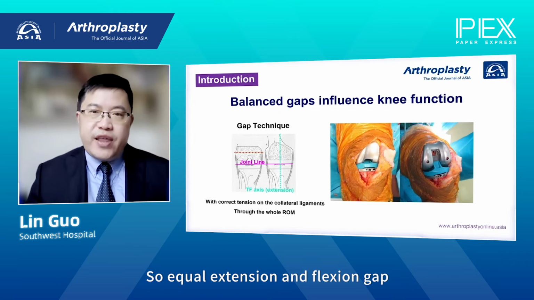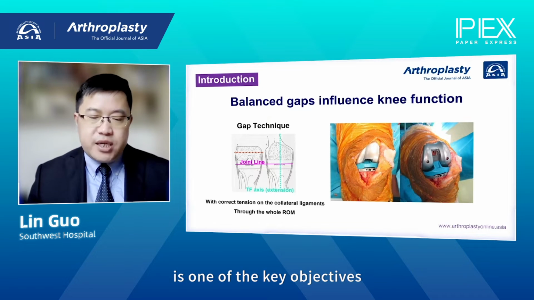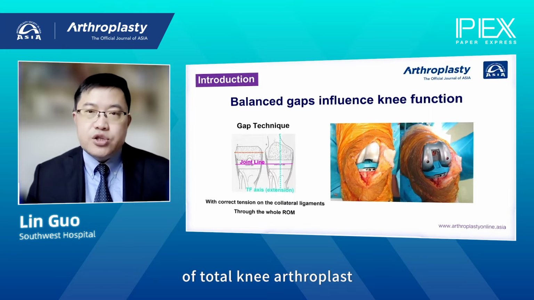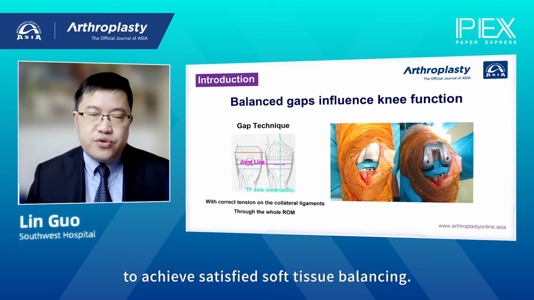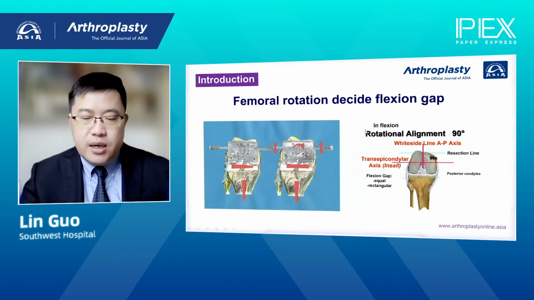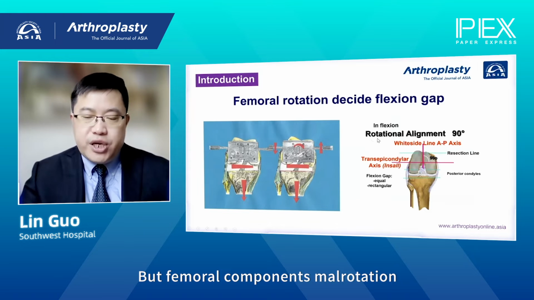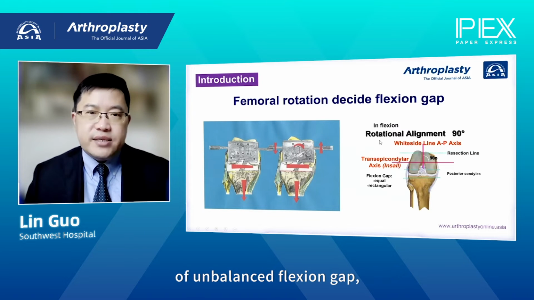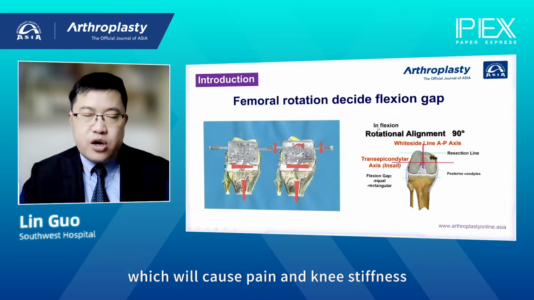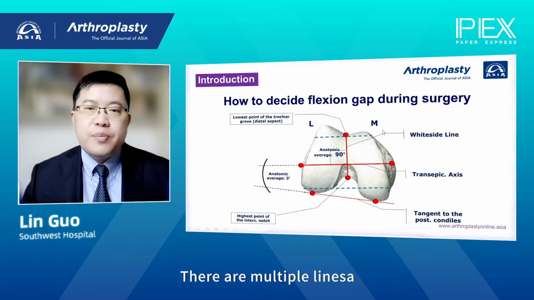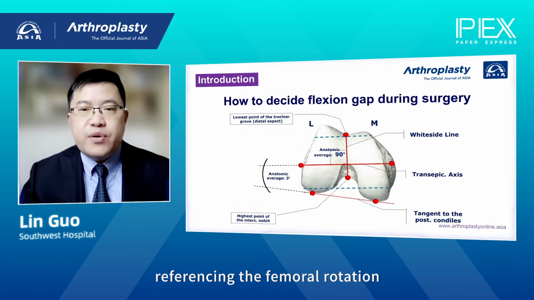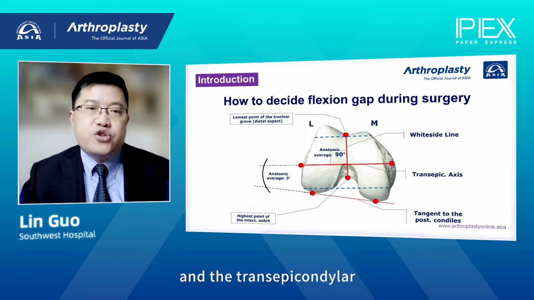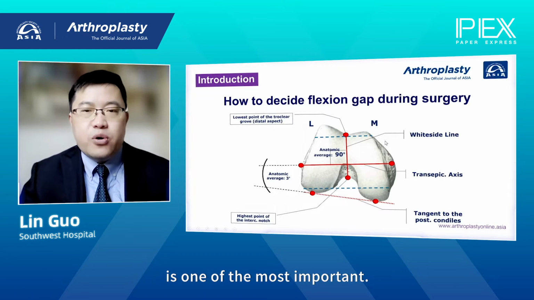Equal extension and flexion gap is one of the key objectives of total knee arthroplasty to achieve satisfied soft tissue balancing. But femoral component malrotation could be one of the major causes of unbalanced flexion gap, which will cause pain and knee stiffness. There are multiple lines referencing femur rotation during the surgery, and the transepicondylar line is one of the most important.